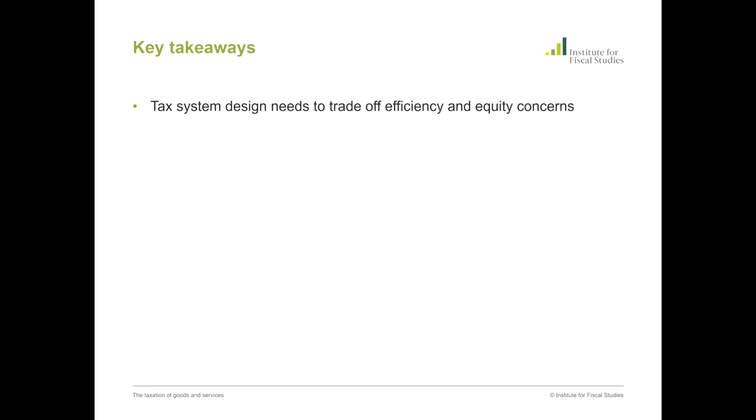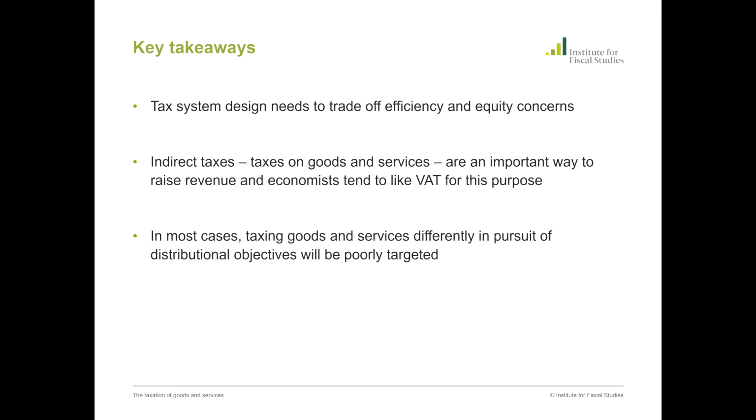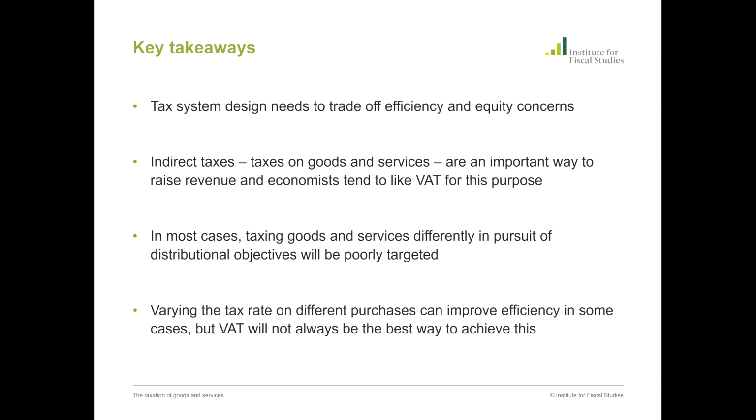And just to sum up again, a few key takeaways. So tax system design needs to trade off efficiency and equity. Indirect taxes, which are those charged on goods and services, are an increasingly important way to raise revenue, and VAT is popular amongst economists for this purpose. In most cases, taxing goods and services differently in pursuit of distributional objectives will be poorly targeted. And as I've just said, varying the tax rate on different purchases can improve efficiency in some cases, but it's not always clear that VAT will be the best way to do this.